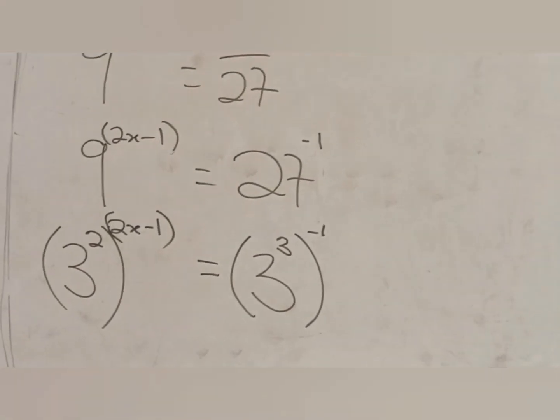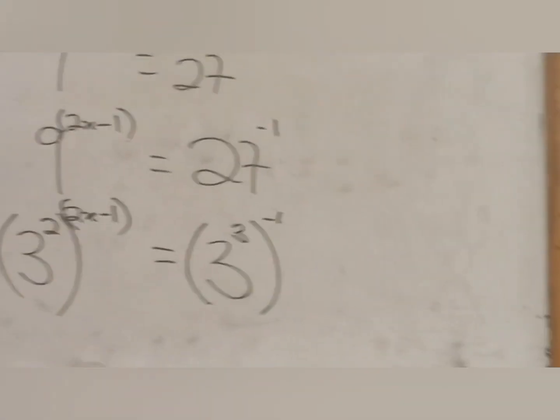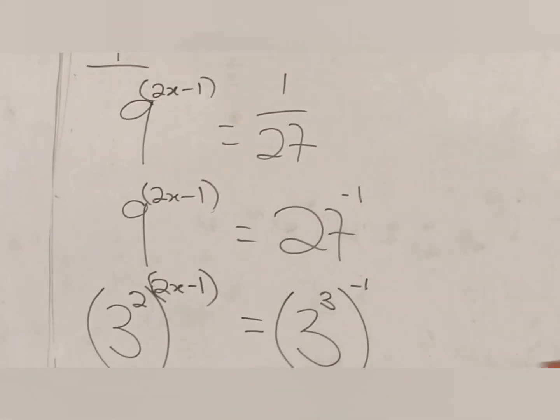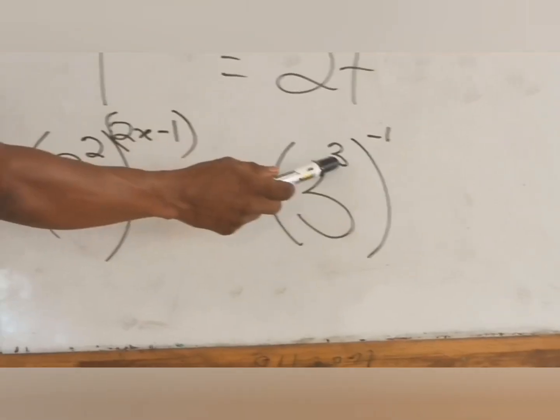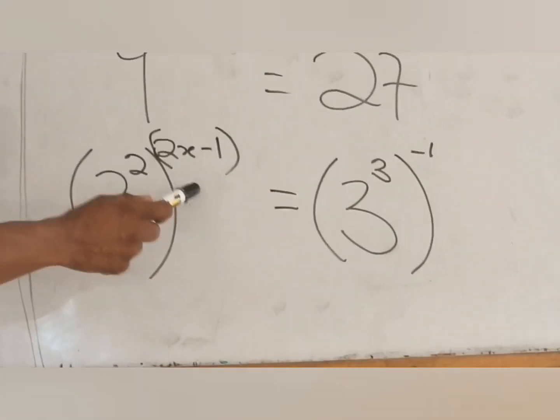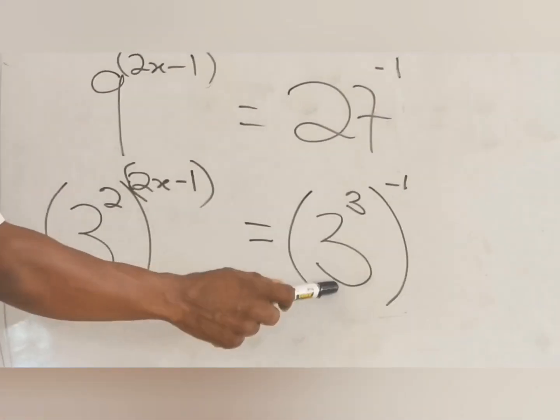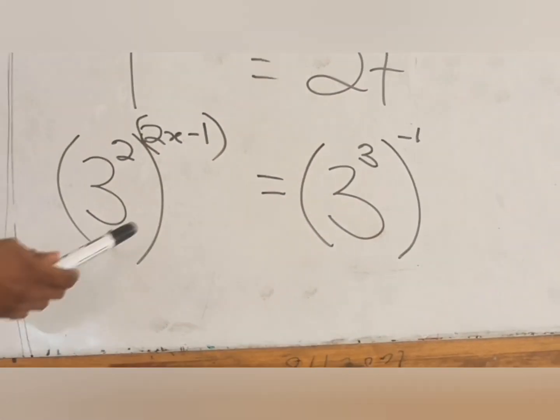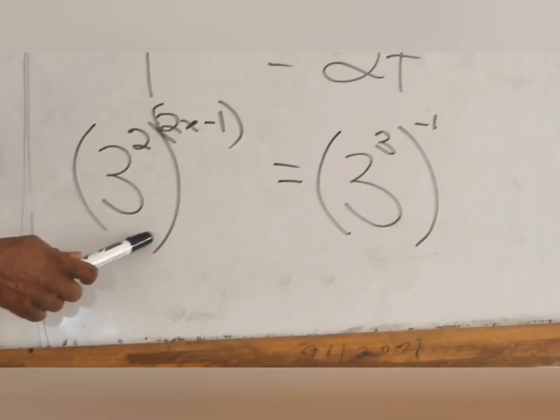Are you there? Yes. So, let's continue at the other side. 3 to the power 2, all to the power this. Then 3 to the power 3, all to the power negative 1. Who can tell us what property can we apply here? Or what law can we apply here?